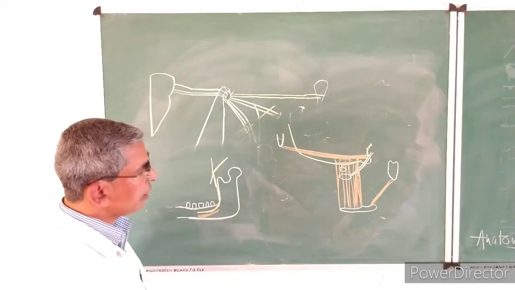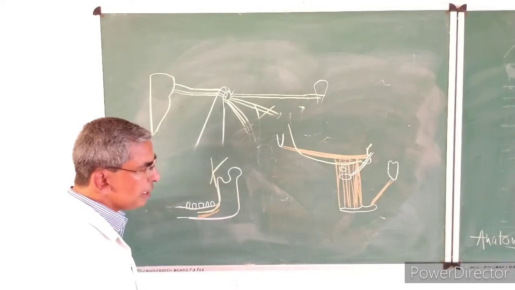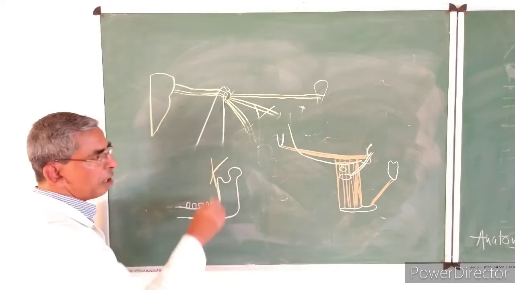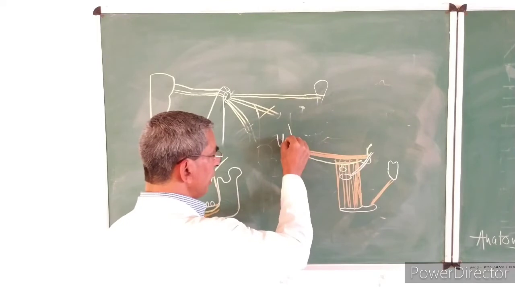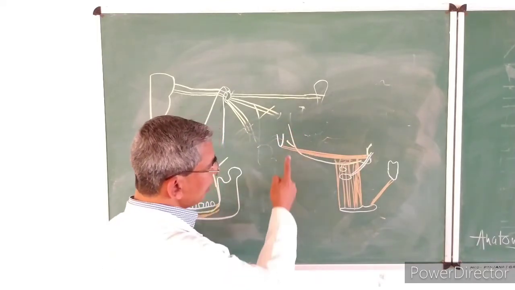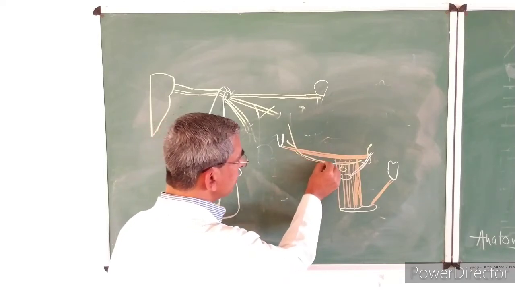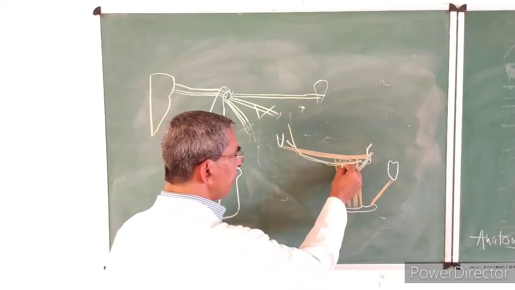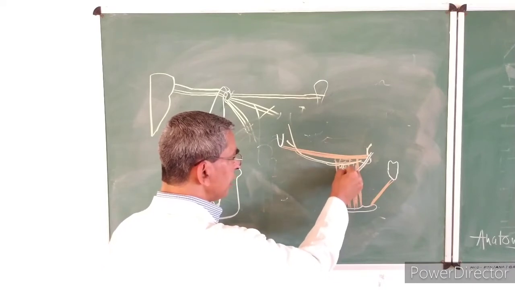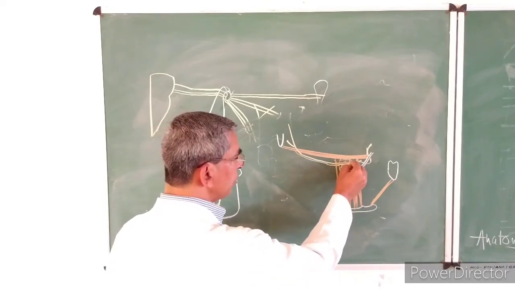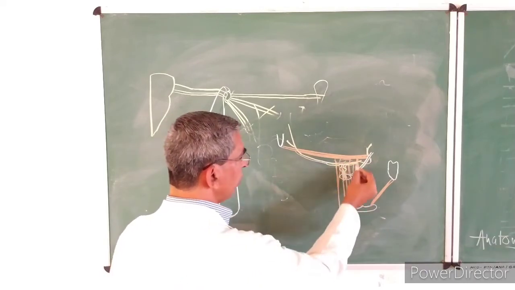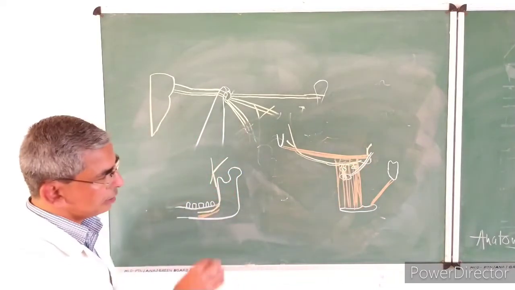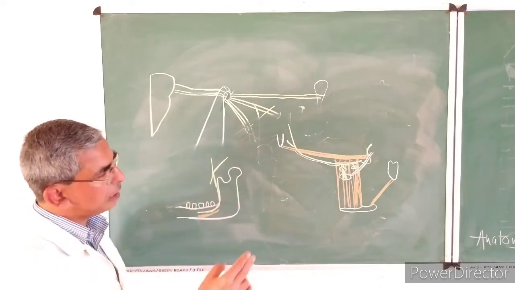Now, what are the branches and the supply of the lingual nerve? As I told you, it is connected to the chorda tympani nerve. The chorda tympani nerve carries the secretomotor fibers towards the submandibular ganglion. So the preganglionic fibers end here, and the postganglionic fibers supply the submandibular gland. A few fibers again enter the lingual nerve and then supply the sublingual salivary gland. So first they supply the submandibular gland, and the fibers of the chorda tympani nerve.